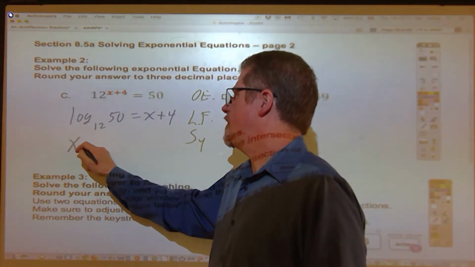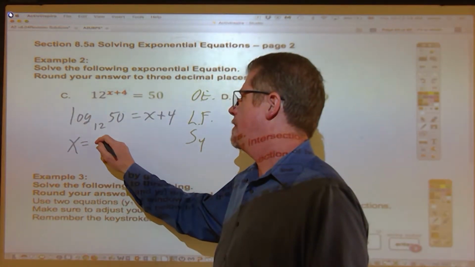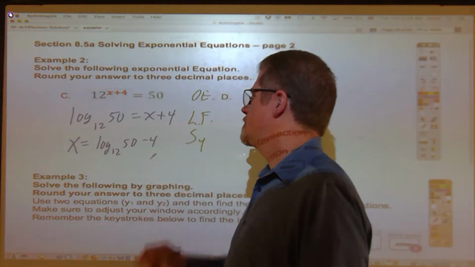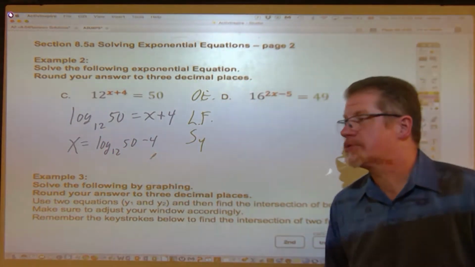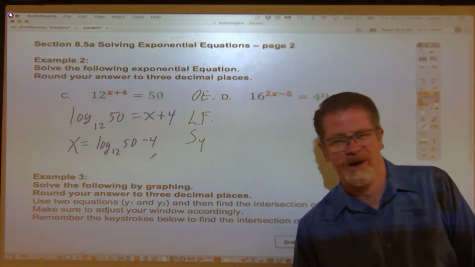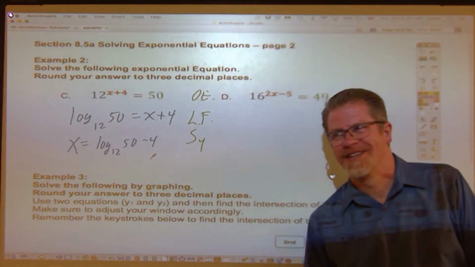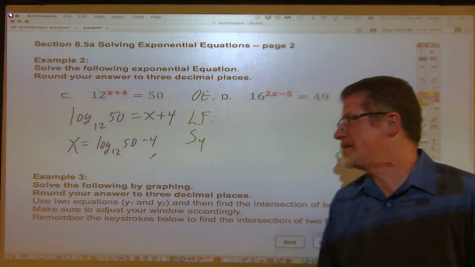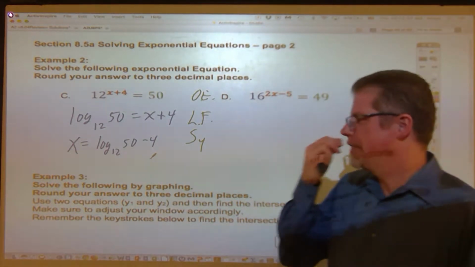So if you ask me, the final answer is log base 12 of 50 minus 4. So what do you think? You think that's a log base 12 of 46? No, it is not. This is not the log base 12 of 46.